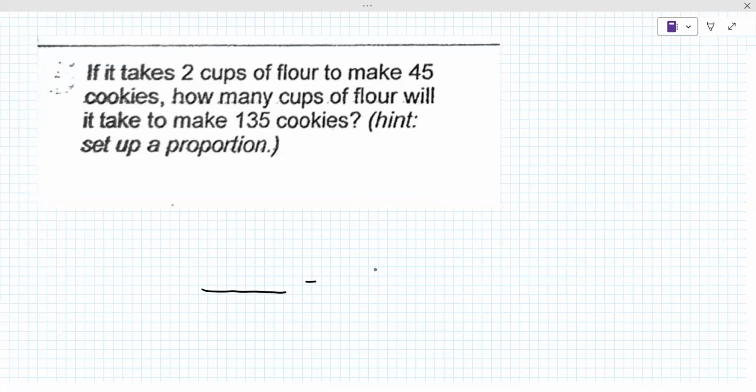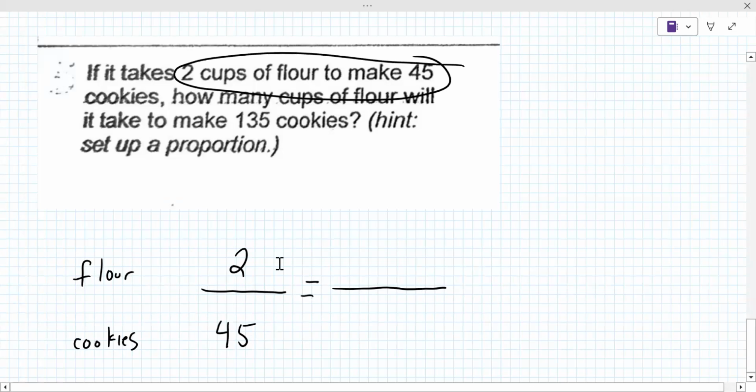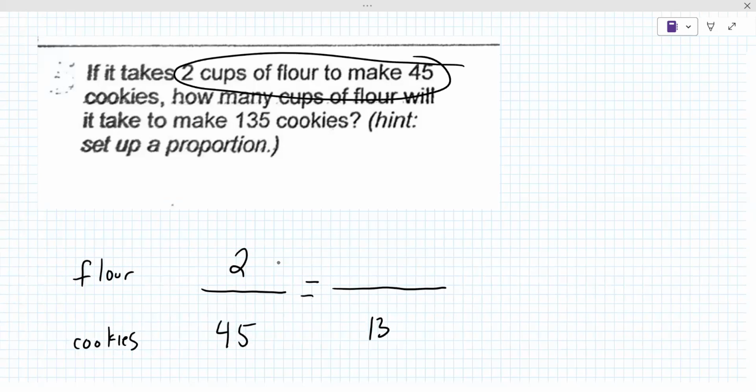So again, I'm going to set up a proportion here. And this time we're going to do it differently. We're going to put flour here, and cookies down here. And this is just me picking. If you just dislike it, you can do it the other way. Okay. 2 cups of flour makes 45 cookies because those 2 numbers are paired together. So they have to sort of go in the same spot. And then 135 would be the next denominator. Yes, and then maybe C for cookies.